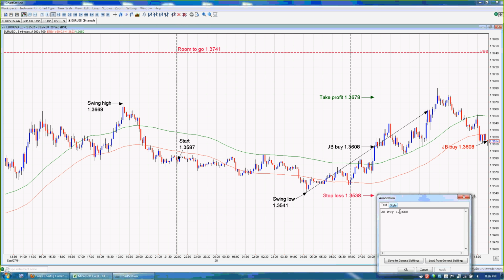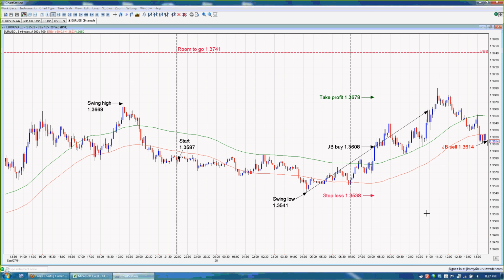And then what I'm going to do is double click it, and I'm going to just change it to a sell, JB sell, and that's going to be 1.3614, and say OK. So now I've got a sell at 136.14. So now I need to go through the same process. If I'm going to sell it, where is my stop loss, right?